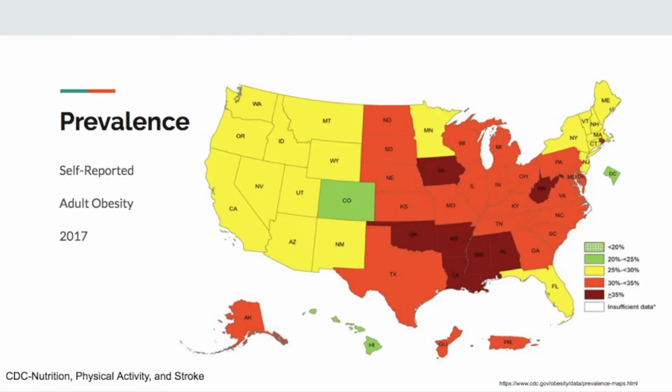This graph shows the self-reported obesity prevalence in the US among adults. About 35% or more of adults had obesity in 7 of the states, and a lot of these, as you can see, are congregated in the Southeast.